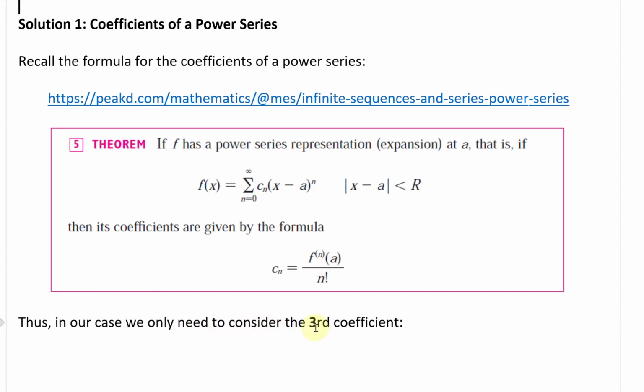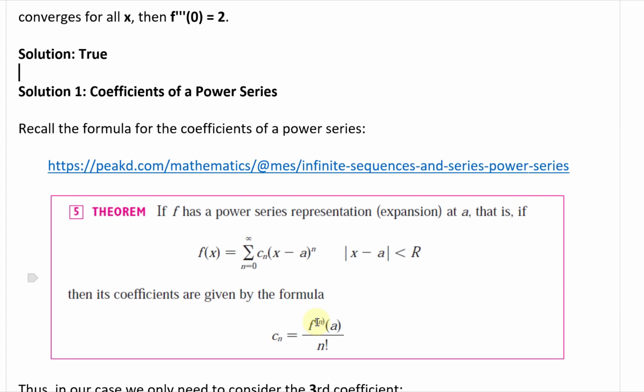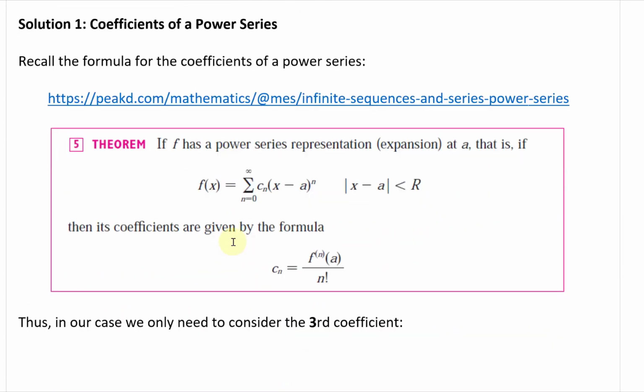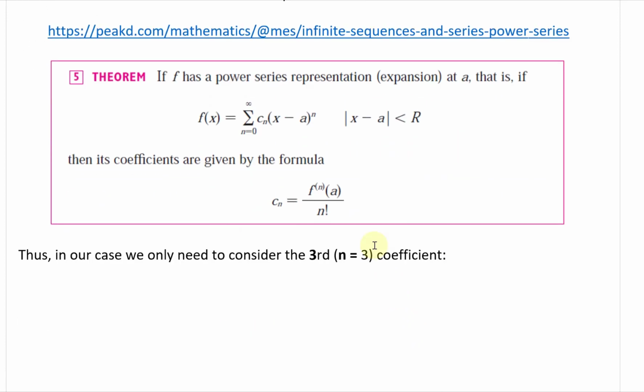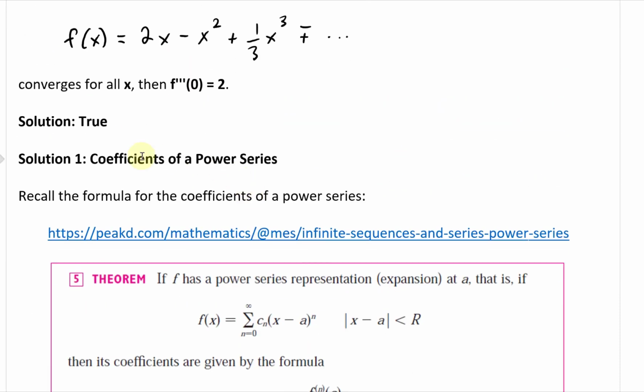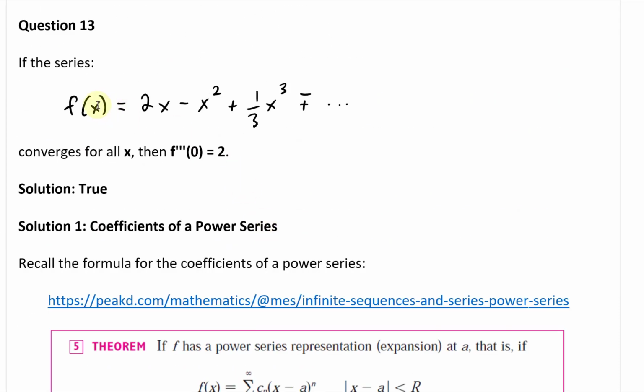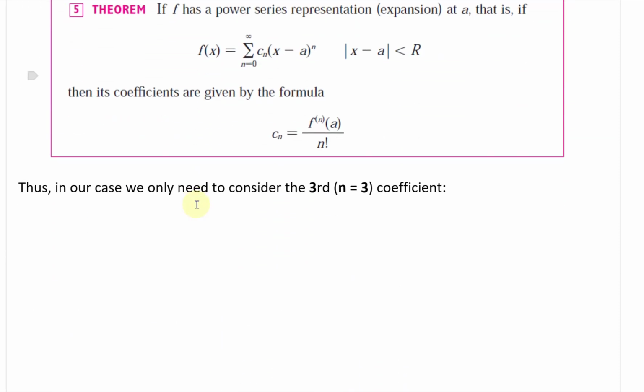So these coefficients equal the nth derivative of f at a divided by n factorial. Thus, in our case, we only need to consider the third coefficient because we want n equals 3. This is going n equals 0, so the n equals 3 coefficient. Just because there's a 0 there, that would technically be the fourth. So we just need to look at the n equals 3 coefficient there. So, yes, let's just write this one out.